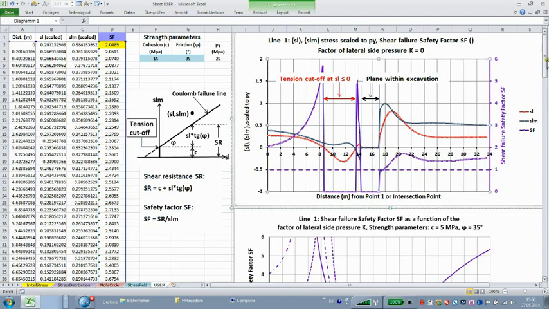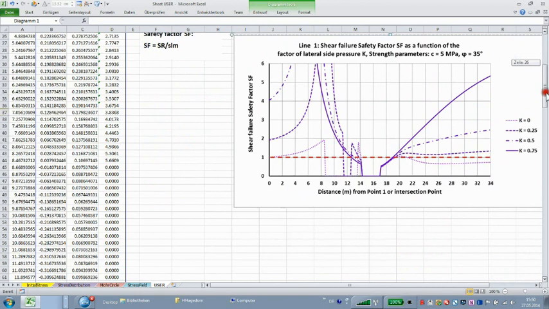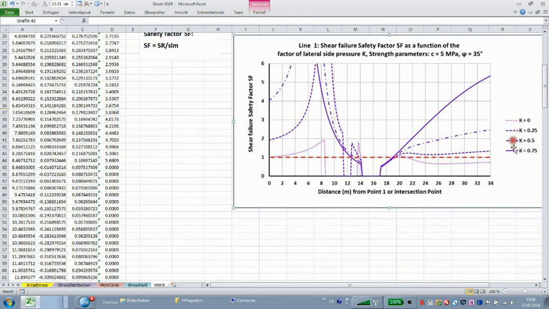In this diagram, safety factor curves have been generated as functions of the factor of lateral side pressure K. The rock strength parameters cohesion C and friction angle phi are constant. For the plane's orientation in sheet stress field, the results reveal the considerable influence of the factor of lateral side pressure on the safety factor regarding shear failure.